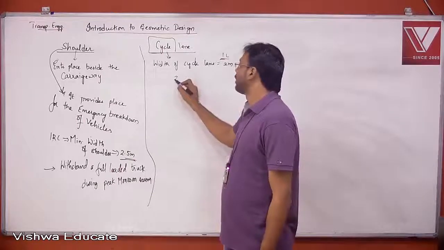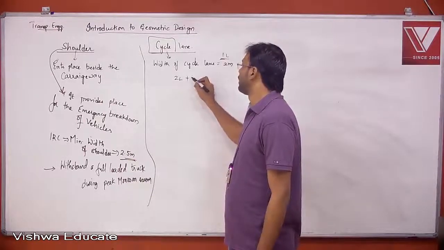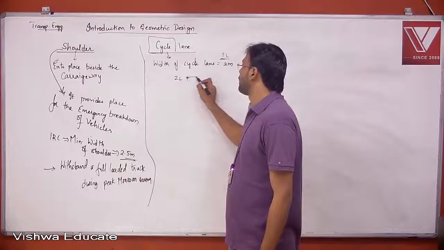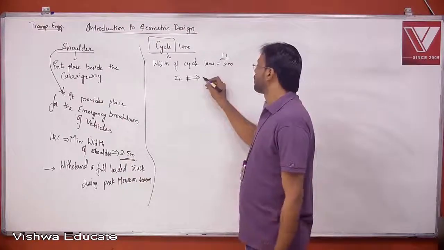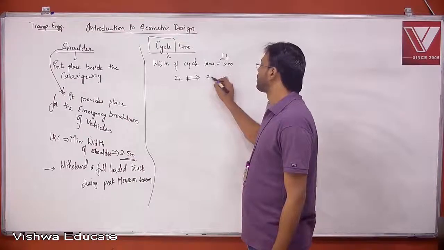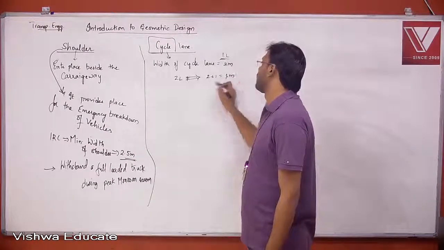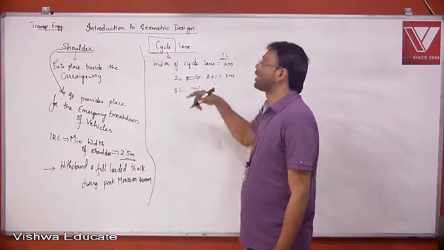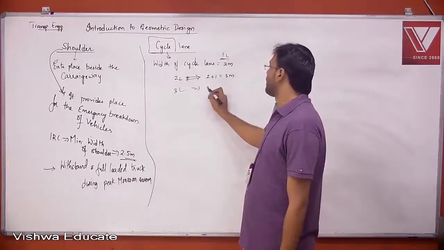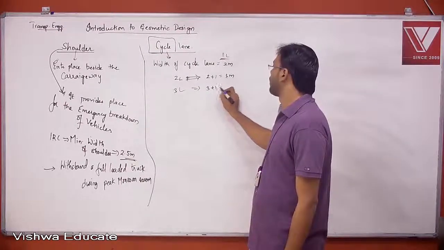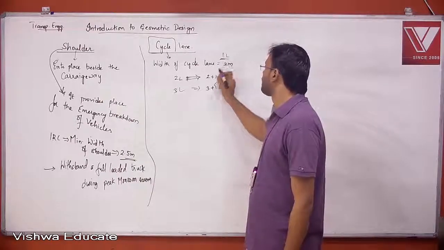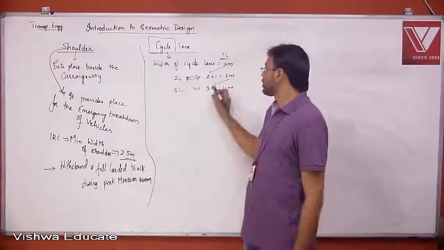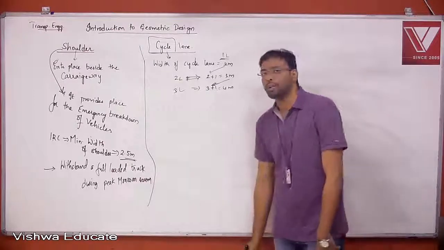And thereafter, for any additional lane, you add 1 meter. For any additional lane, you simply add 1 meter. So for two lane, it is 2 plus 1, 3 meters. For three lane cycle road, it is 3 plus 1, 4 meters. Right? So that is how we say the width of cycle lane.